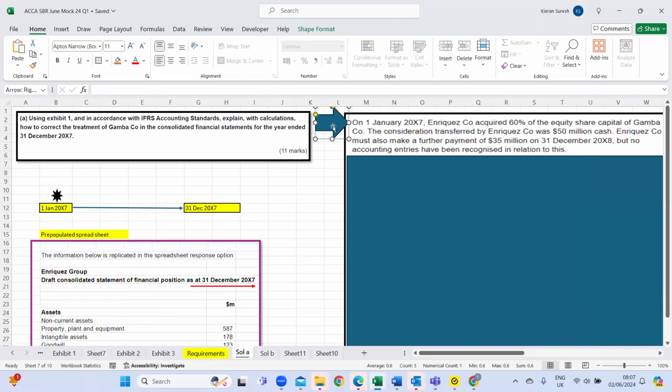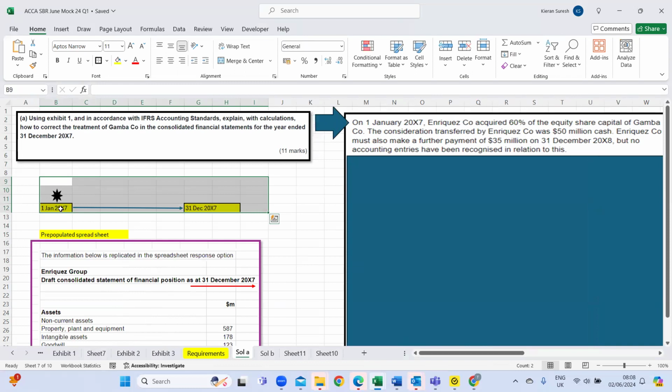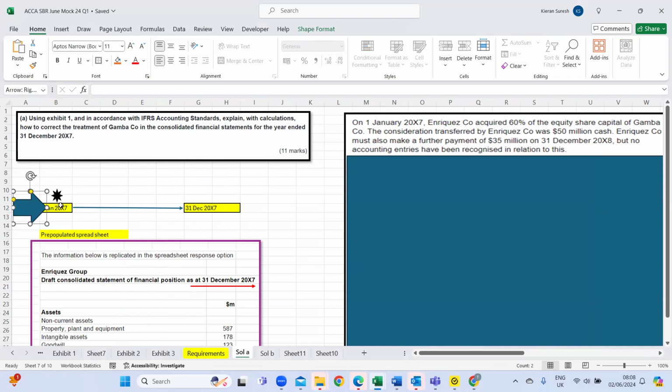And you could see here, we were told the current financial period was the year ended 31st of December 2017. So it has to be 1st January 2017 to 31st of December 2017. And more importantly, we bought this subsidiary on the first day. So this subsidiary was purchased on the first day.